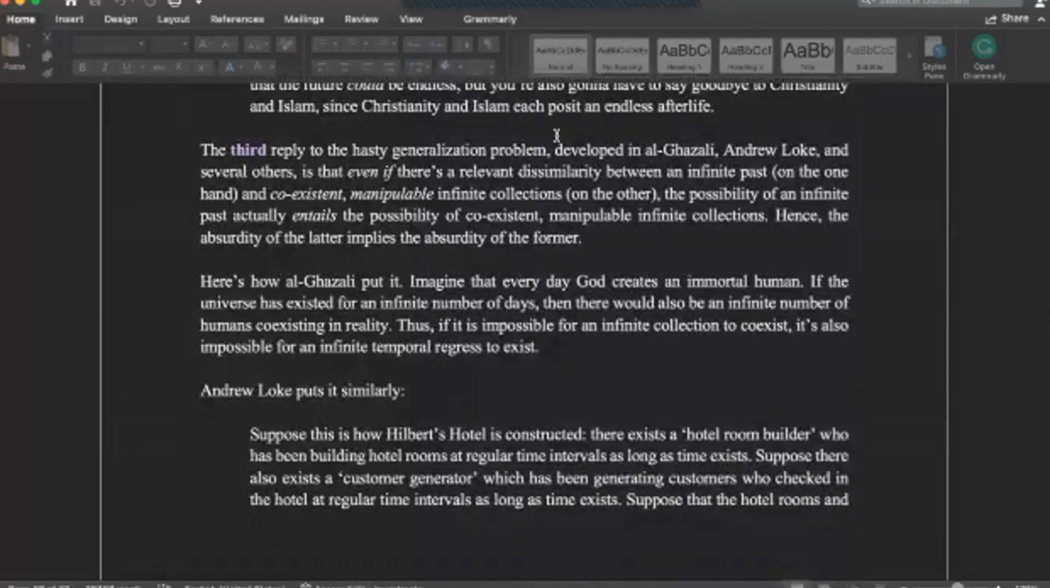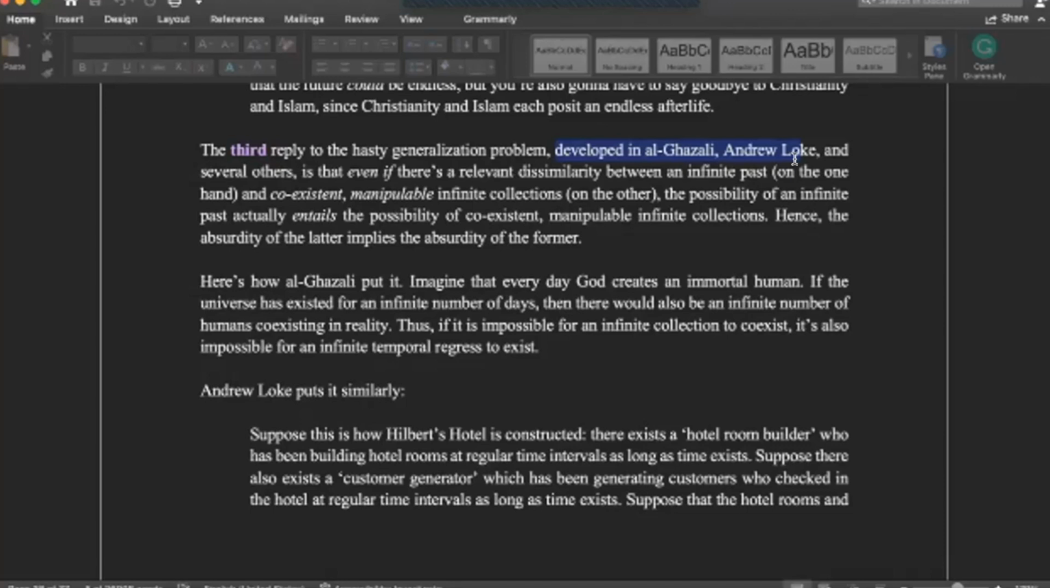Now let's look at the third reply to the hasty generalization problem on behalf of proponents of the Kalam. This one is developed in Al-Ghazali, or Al-Ghazali if you're William Lane Craig, Andrew Loke, and several others. And this reply is that even if there's a relevant dissimilarity between an infinite past on the one hand and coexistent manipulable infinite collections on the other, the possibility of an infinite past actually entails the possibility of coexistent manipulable infinite collections. Hence, the absurdity of the latter implies the absurdity of the former.